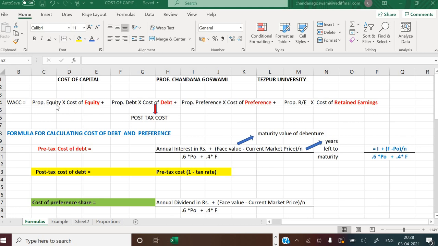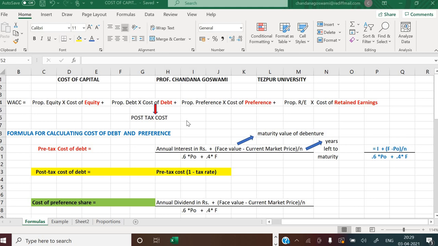And what am I doing? I am taking the proportion of equity multiplying by its cost, proportion of debt and multiplying by its cost, proportion of the preference share multiplying by its cost, and proportion of retained earnings and multiplying by its cost. One thing you must keep in mind is that for debt, we are going to calculate what is known as a post-tax cost.